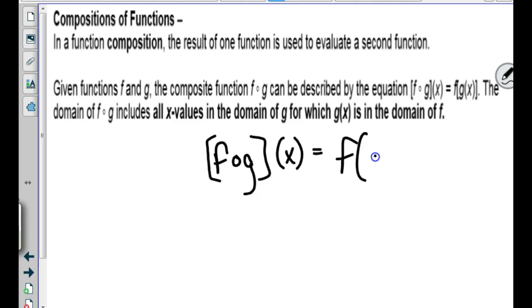And originally, you probably learned it like this. Does that look familiar to anybody? And you start from the inside out, right? So you're going to put g into f. It's also written like this now.